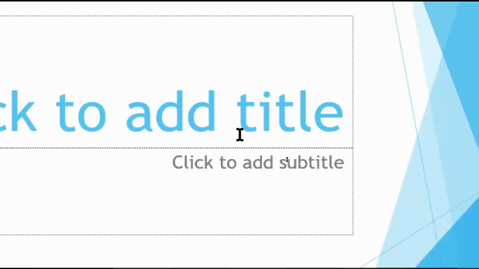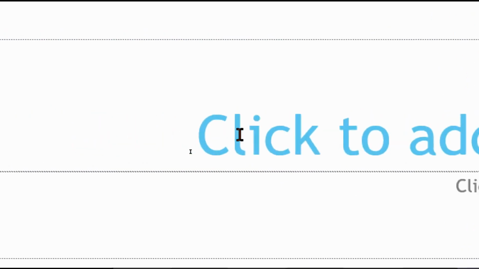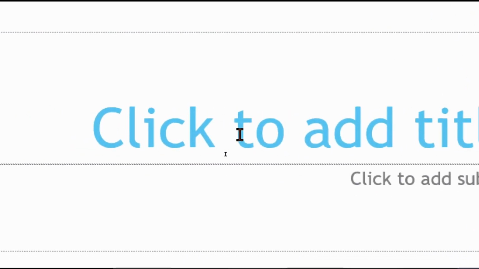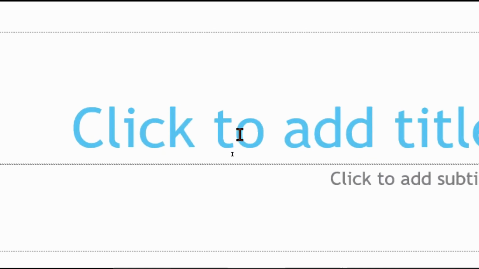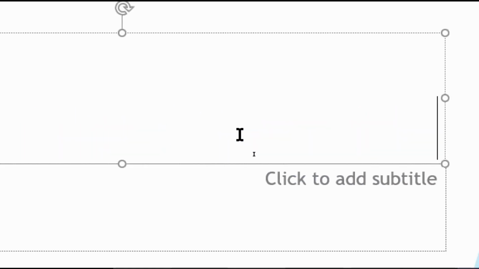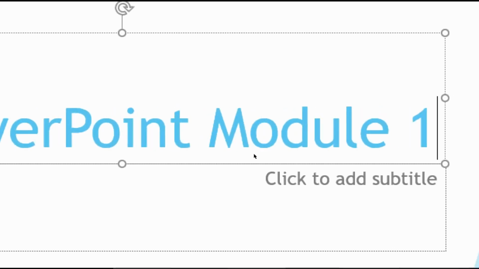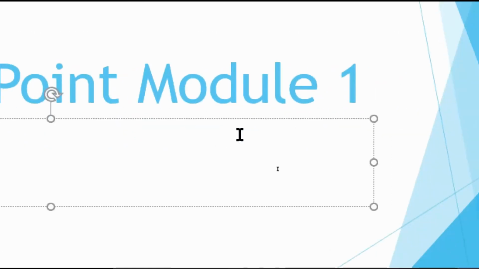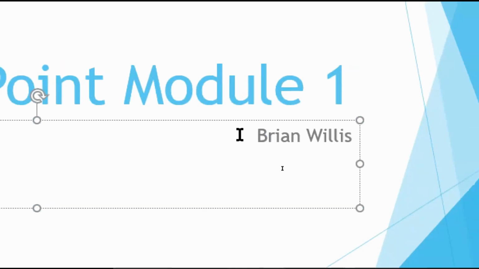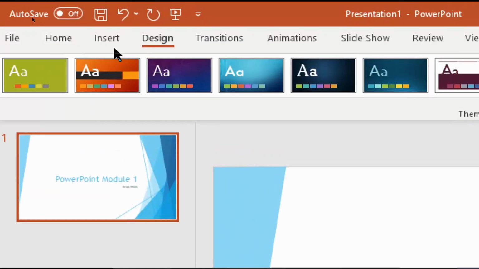So when you're looking at your PowerPoint slides, everything is going to be broken up into a bunch of smaller pieces. Like here, we have a title and subtitle. We can just add these however we want. We'll call this PowerPoint Module 1. And normally I reserve the subtitle for a byline. So put in my name. Depending on your situation, you may need to put in something more specific than that. But generally, that's what I do.